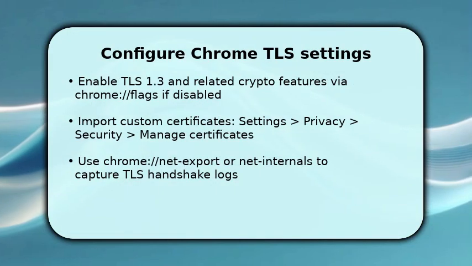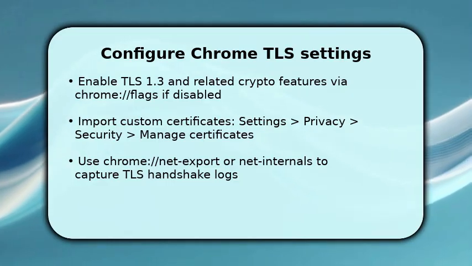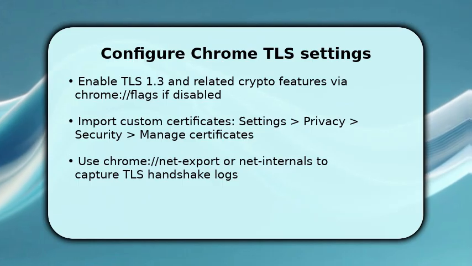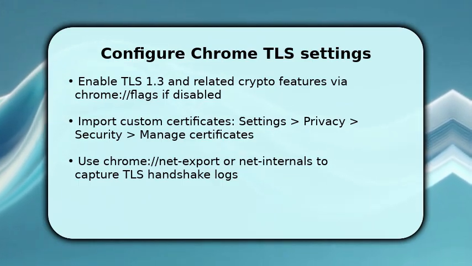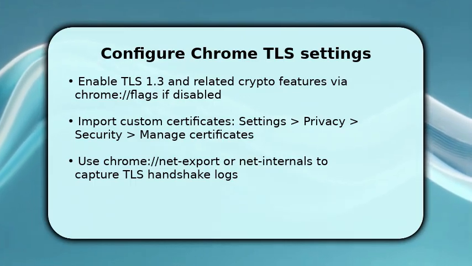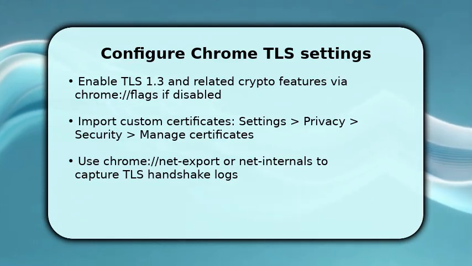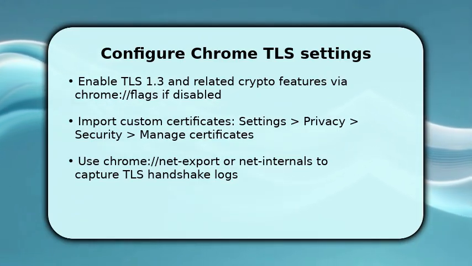Now you perform the core configuration. If TLS 1.3 or necessary crypto flags are disabled, enable them in Chrome, //flags, then restart Chrome. Enabling modern cipher suites improves security and performance. If you need a custom CA, import its certificate through Settings, Privacy and Security, Manage Certificates so Chrome trusts it.